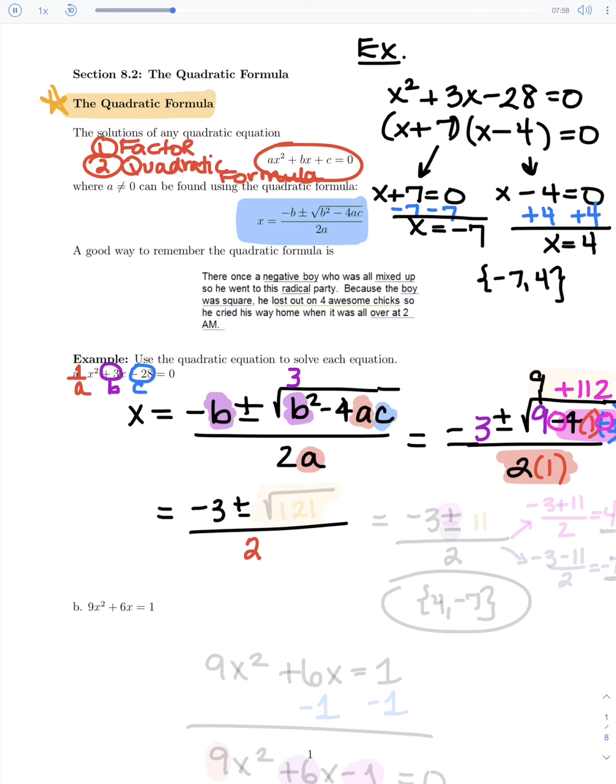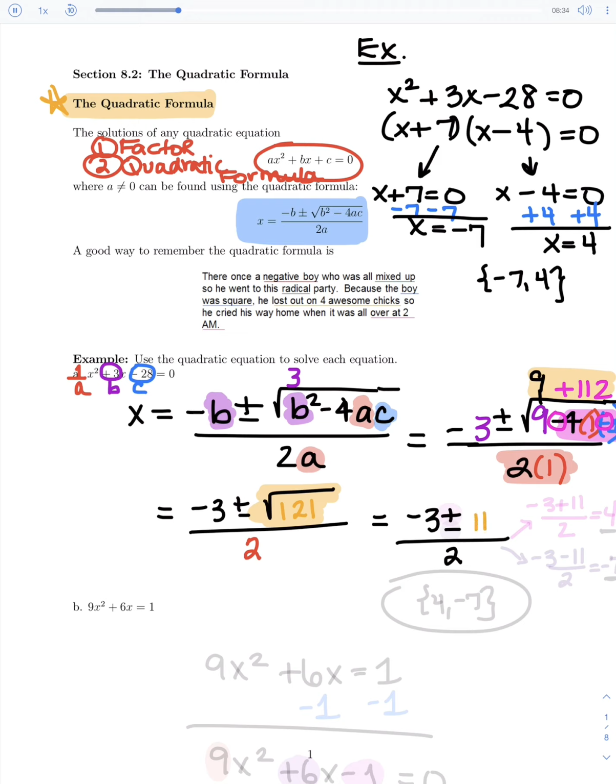This 9 here will stay the same. So then inside of our root, we have the square root of 9 plus 112, which is actually 121. And what's awesome about 121 is we can take the square root of it nicely. It comes out cleanly. The square root of 121 is just 11.